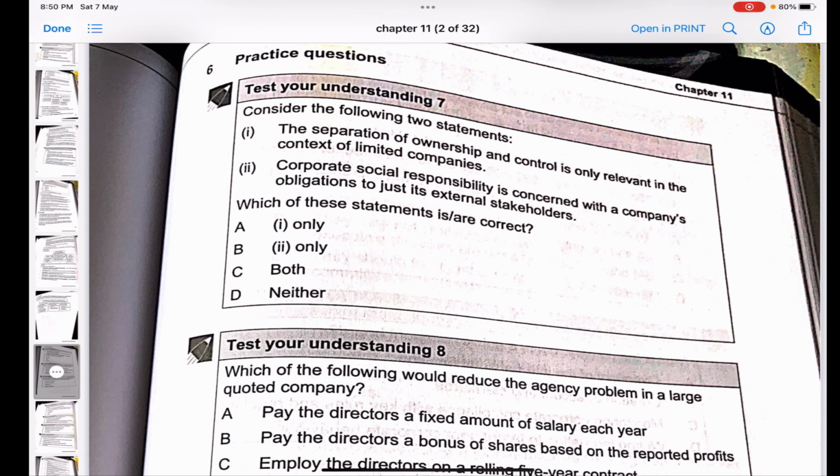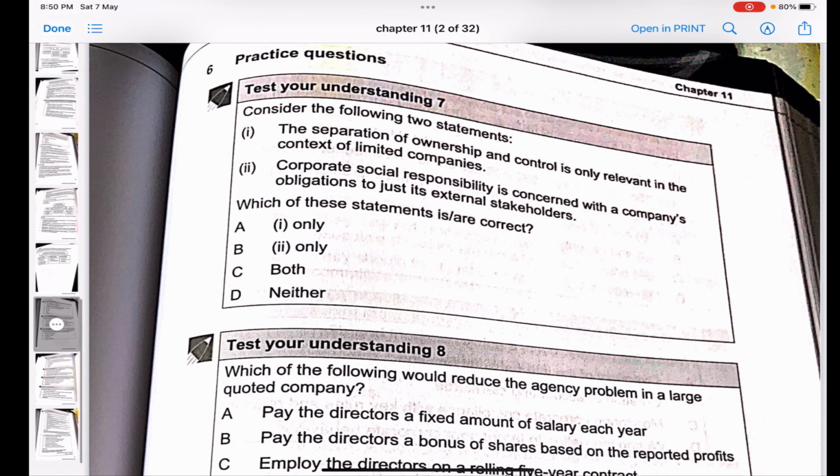That's it, we are done with the chapter. Let's just move to practice questions. Consider the following two statements. The separation of ownership and control is only relevant in the context of limited companies. That's not true. Corporate social responsibility is concerned with the company's obligations to just its external stakeholders. That's also not true. So the correct answer is that neither of them are correct.